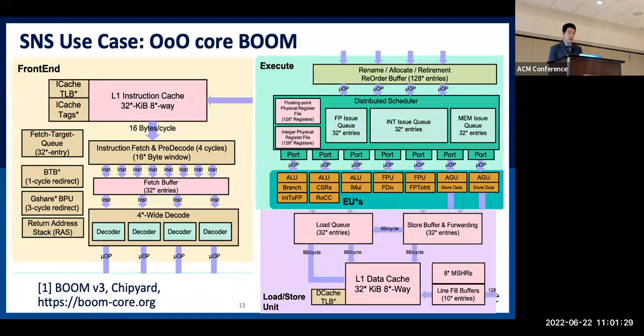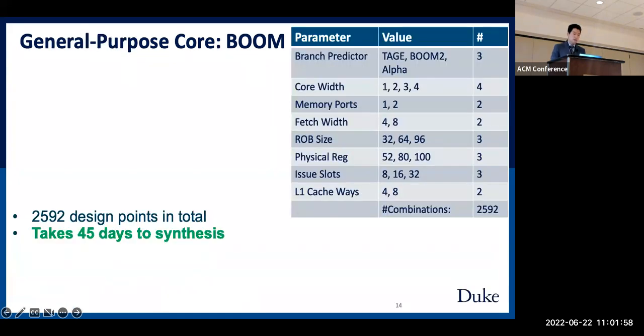Let's consider an example where you are designing, say, a general purpose processor like a BOOM core, which has many hardware parameters to tune. For example, we have the branch predictor, the fetch unit, the core width, the cache, the register files, the renaming buffer, and issue slots, things like that. You can name it. There are just so many hardware parameters.